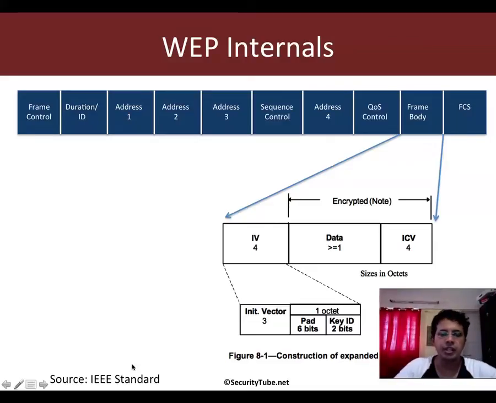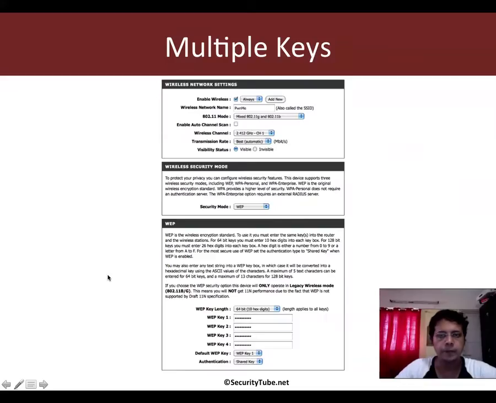So with this, let's move ahead. Multiple keys, as we discussed, and these 4 keys, starting from 00, 01, 10 and 11, is what the key ID actually means in the 2-bit field as part of the initialization vector header field.